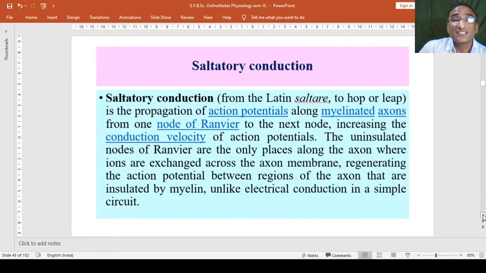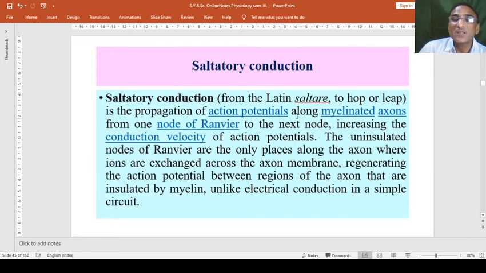Now, saltatory conduction we have already studied in the previous discussion. What is saltatory conduction, how does it work in the action potential in both fibers, especially in myelinated fibers, and how does it change the velocity of conduction of the impulse? We will see that in this paragraph. The word saltatory originated from the Latin word saltator, which means to hop or leap, or simply jump.